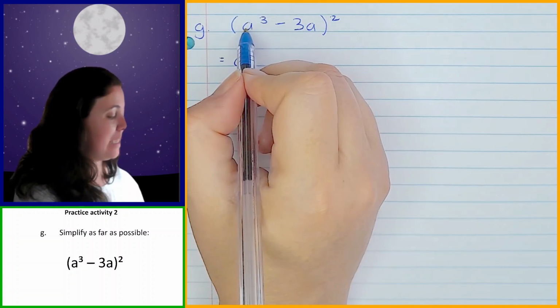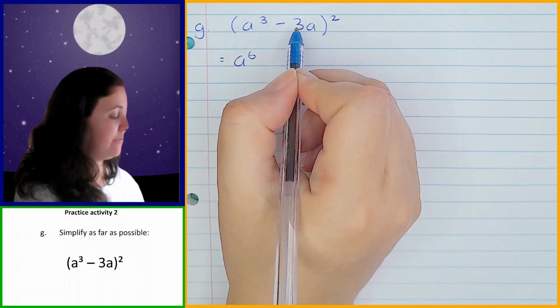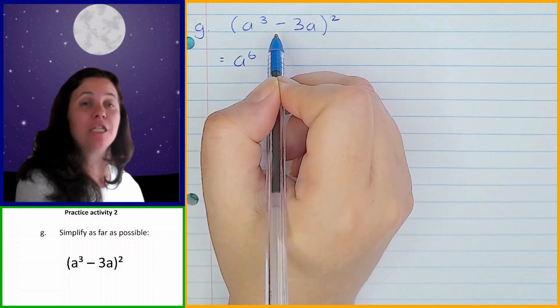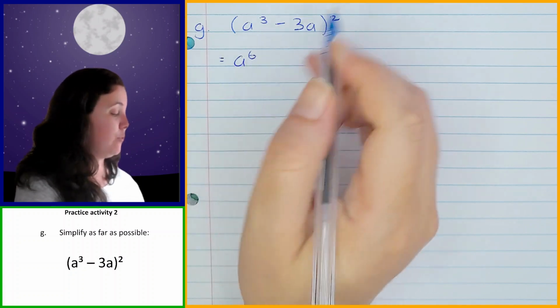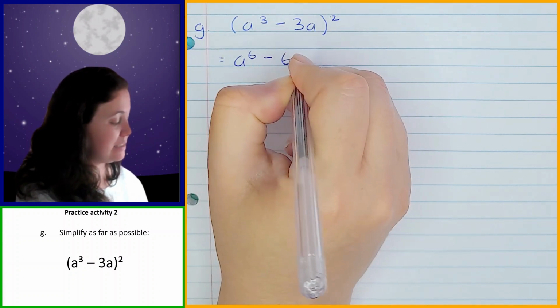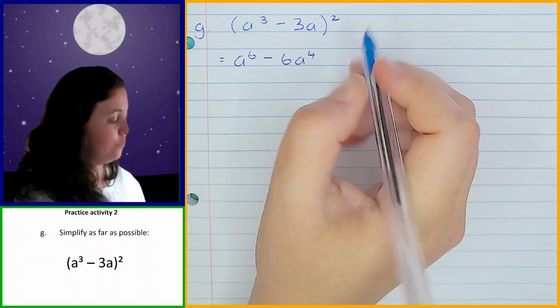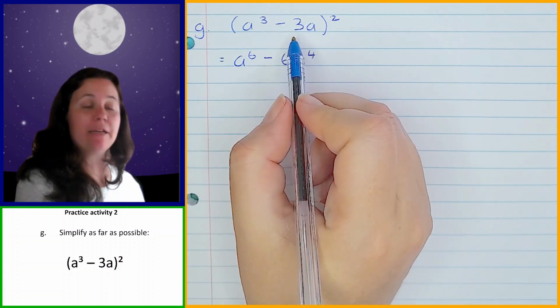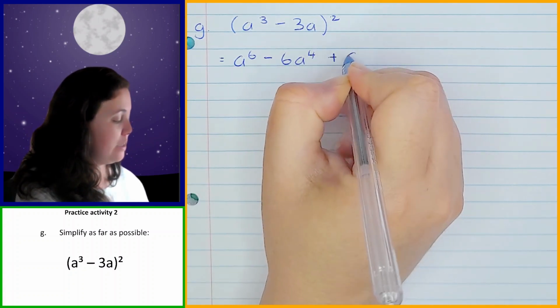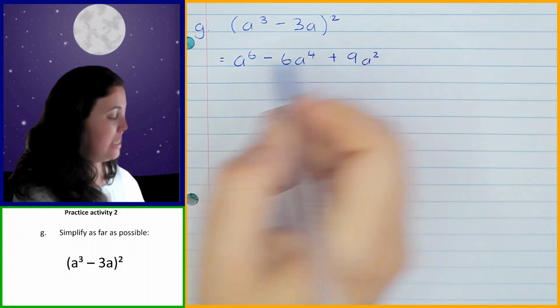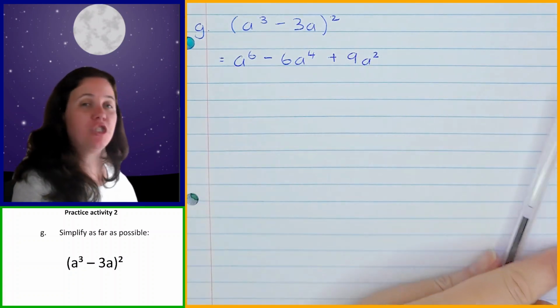And then I've got a cubed times negative 3a, which is negative 3a to the power of 4, which I need to double. That gives me negative 6a to the power of 4. And then I'm going to square my negative 3a, and it becomes positive 9a squared. So that's what you should have got for question G.